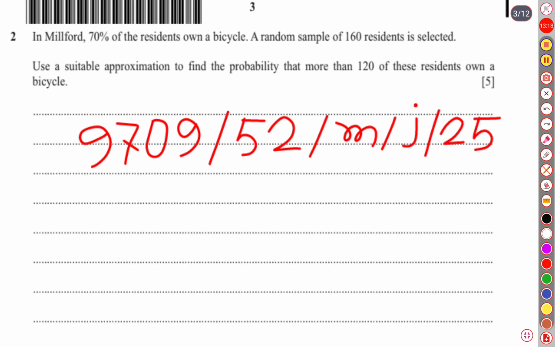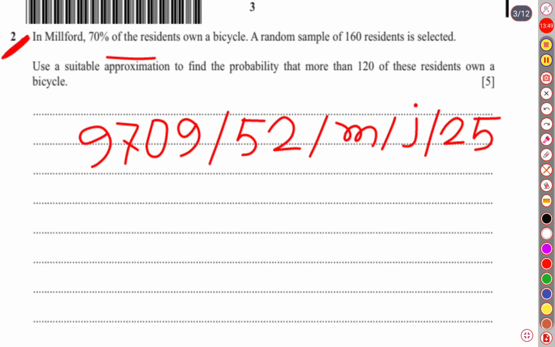The next question has been selected from paper 9709/52 for the session May-June 25. Let's read question number 2. In Milford, 70% of the residents own a bicycle. A random sample of 160 residents is selected. Use a suitable approximation to find the probability that more than 120 of these residents own a bicycle.